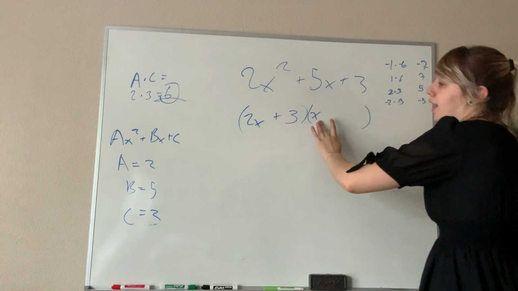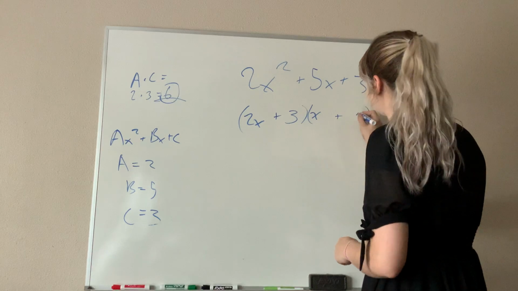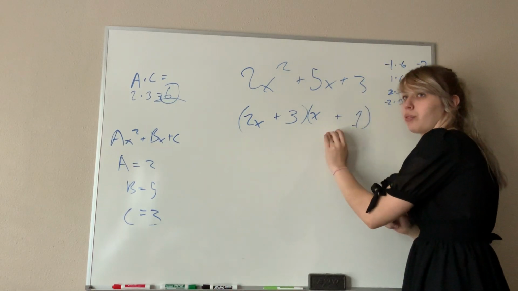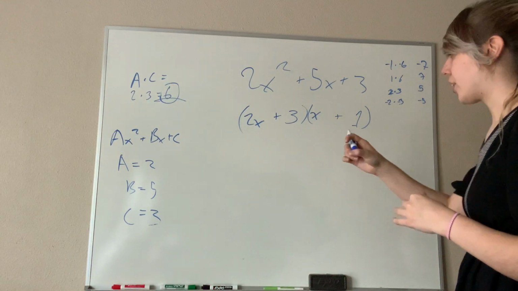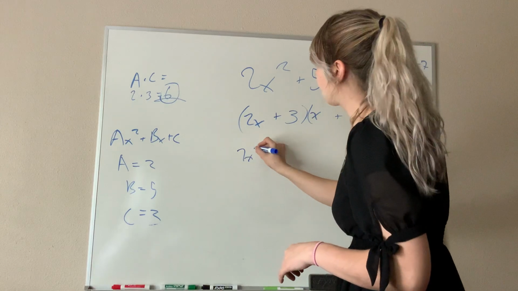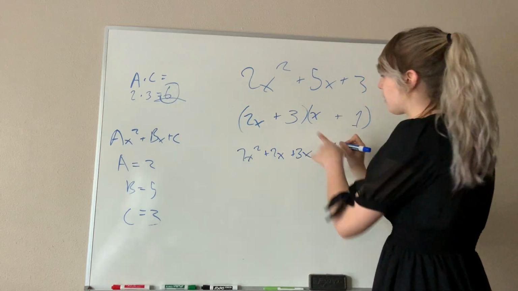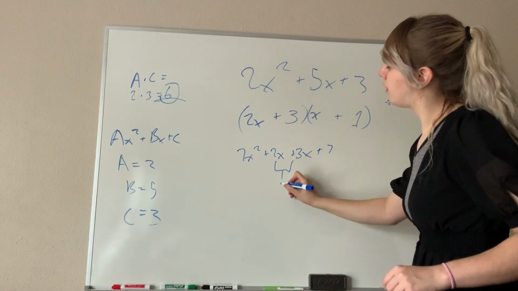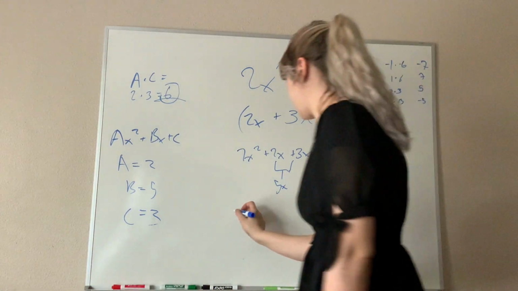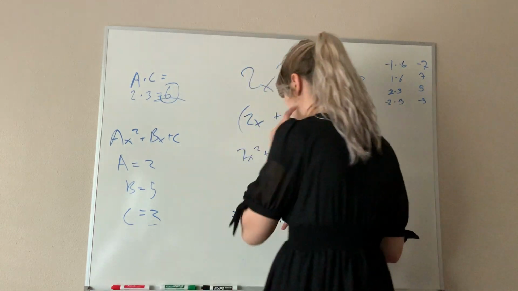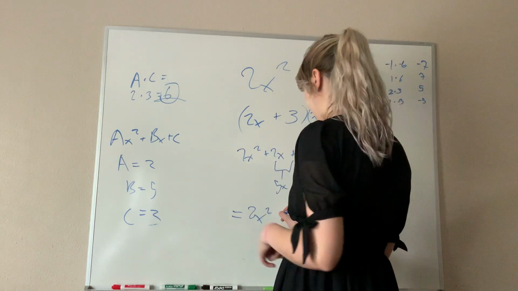So we're going to do 2x times x, and then of course we need a normal 3 at the end. So we're going to do plus 1, because 3 times 1 is the only thing that equals 3. And then you're going to check your work. 2x times x, 2x squared, 2x times 1 plus 2x, 3 times x equals plus 3x, 3 times 1 is plus 3. And this equals 5x. So you see how we're going to get that, and how we don't want to multiply the A and C together, because we're going to get a number other than B.